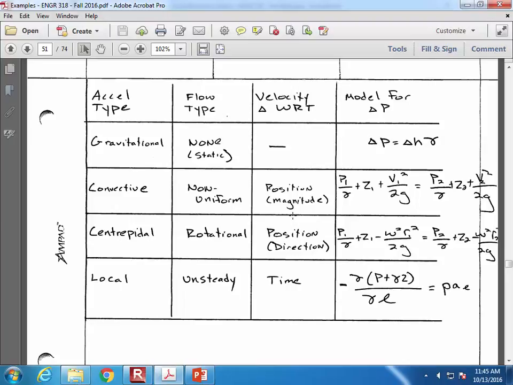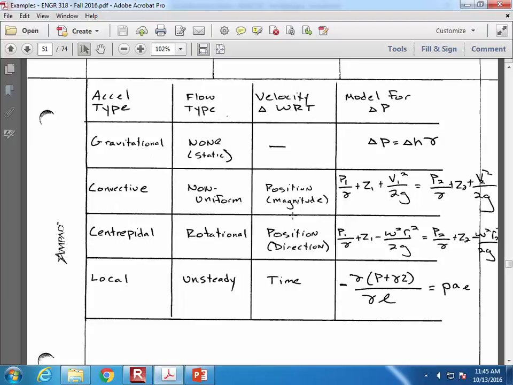Yeah. All right, so gravitational acceleration, local acceleration, convective. Later on, we're going to also talk about centripetal acceleration. I'll put it on the board now, although I'm not going to show you the model for it because I don't want things to go too far off the rails.